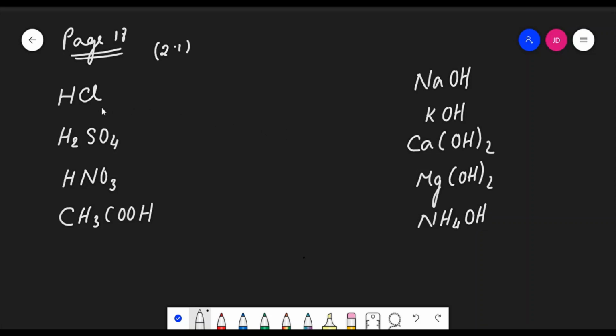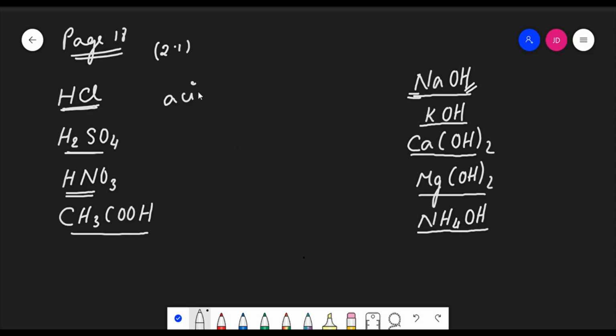The names are already given. Here HCl stands for hydrochloric acid, H2SO4 stands for sulfuric acid, HNO3 stands for nitric acid, and CH3COOH stands for acetic acid. Here in NaOH, OH means hydroxide, Na means sodium, so sodium hydroxide. Then potassium hydroxide, calcium hydroxide, magnesium hydroxide, and NH4 is ammonium, so ammonium hydroxide. So these are our acids and these are our bases.